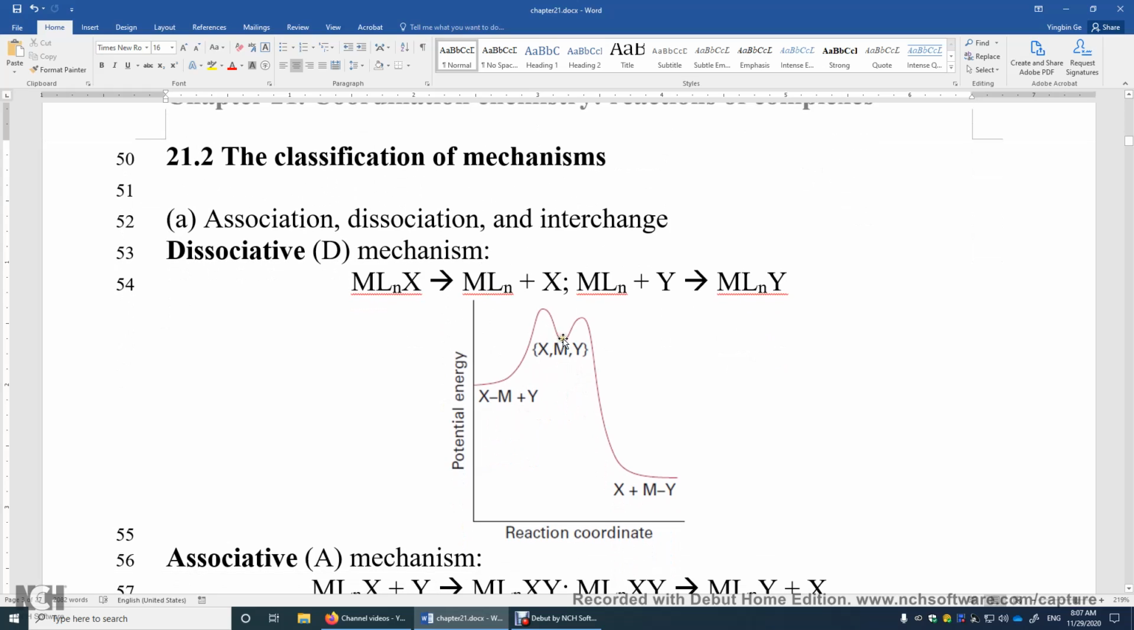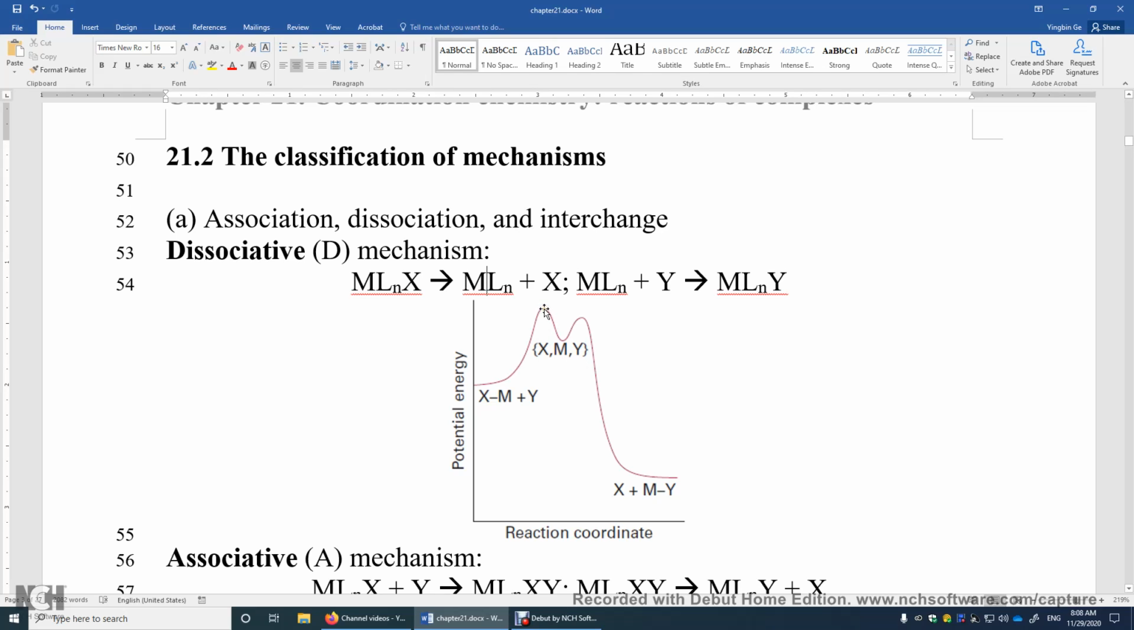Now let's look at the intermediate. It consists of three particles. X, the leaving group, now is free in the solvent. Y, the entering group, is also free in the solvent. And now this M. For simplicity, we're not putting ML sub n here, but this is really ML sub n. So this M can be bonded to, and often is bonded to, some other ligands. But our focus is on the leaving group and the entering group. So that's why we didn't put L sub n here.